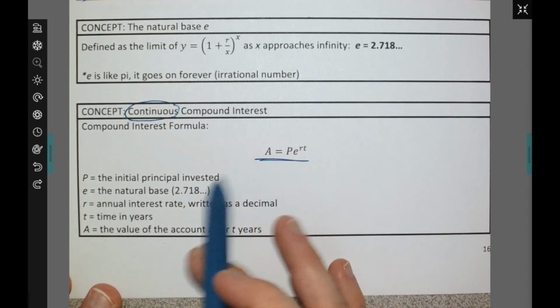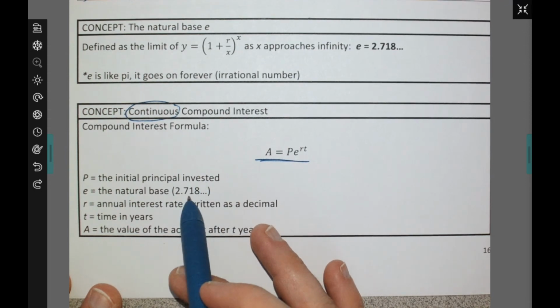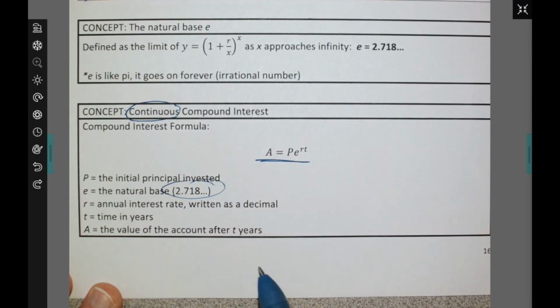So P is still the principal amount in there. E is our natural base. It's an actual number. Okay, so it's much like pi. It's just a number that we're working with here. And then we still have rate and time like the other ones.